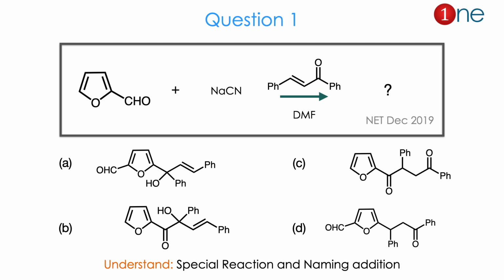Let us see question number 1. The starting material is furan with an aldehyde at the second position. Then you are reacting it with a conjugated ketone which has phenyl on either end. You are using sodium cyanide and DMF. They ask you to find the product.